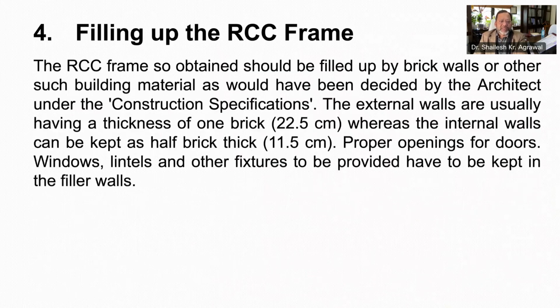Having constructed RCC frame comprising of columns, beams, and slabs, the spaces between them are to be filled by brick walls or any other suitable building material. The external walls are usually 9-inch or 1 brick thick, which is 230 mm, whereas internal walls are half brick thick, that is 4.5 inches or 115 mm.